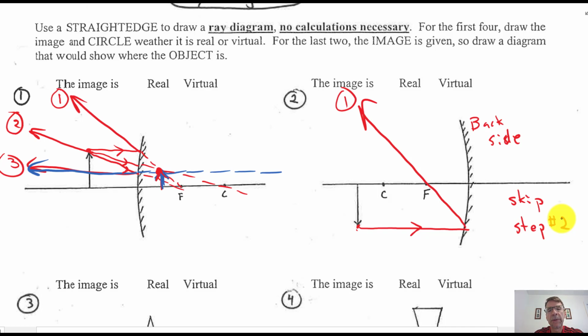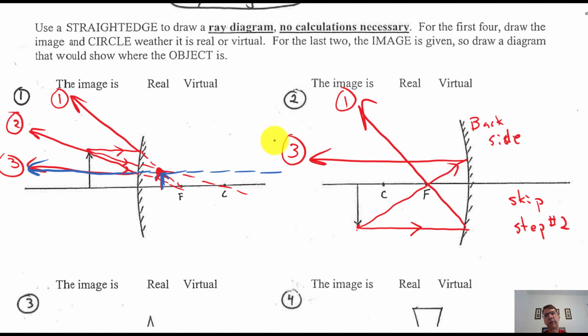But step number 3 is a ray of light that goes through F, hits the mirror, and it bounces out parallel. Let me do a little better. All right, that's pretty good. That's number 3. It's kind of the opposite of number 1. Number 1 comes in parallel, goes through F. Number 3 goes in through F and comes out parallel.